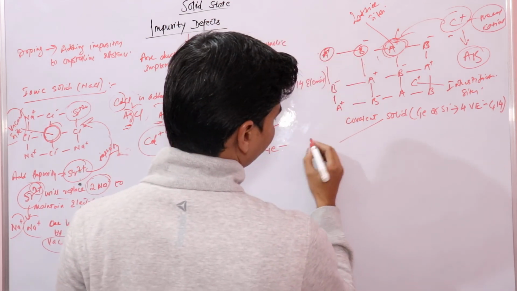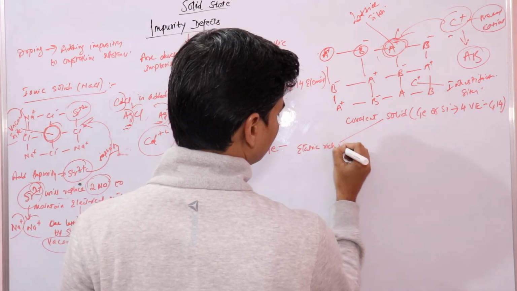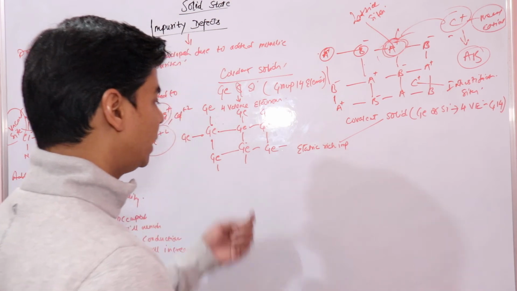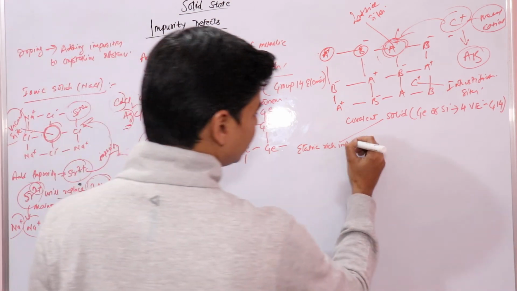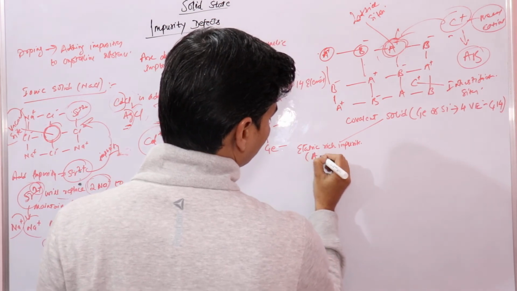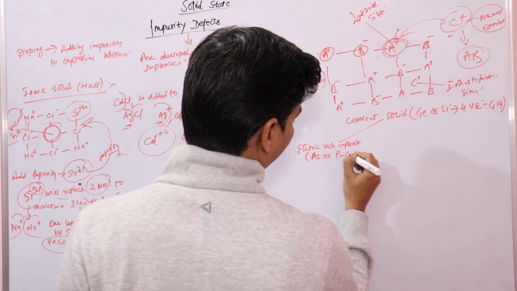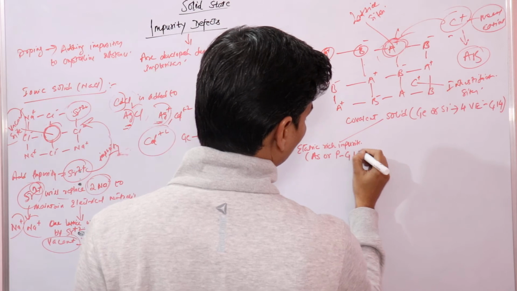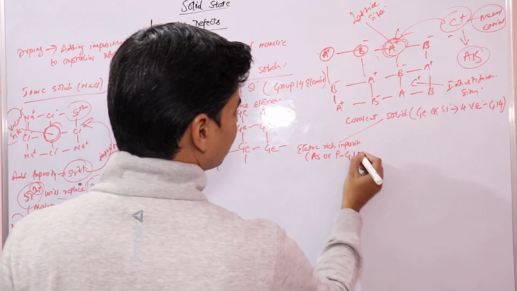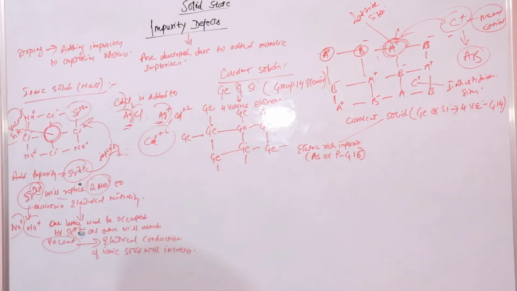You can add either electron rich impurities, or we say you can dope germanium with electron rich impurities, which is arsenic or phosphorus. This belongs to group 16, right? I'm sorry, this belongs to group 15. These are electron rich impurities and belong to group 15 elements, right?